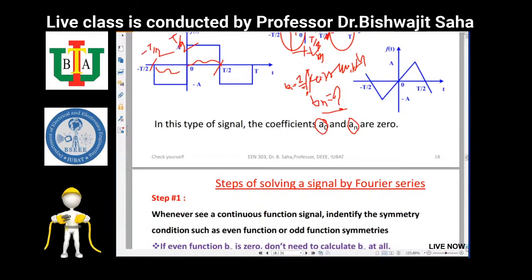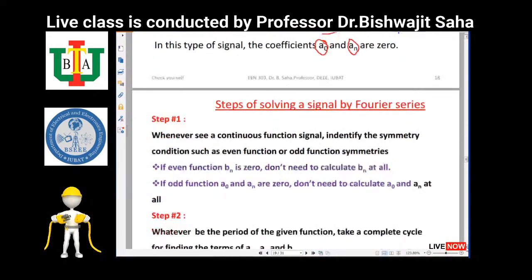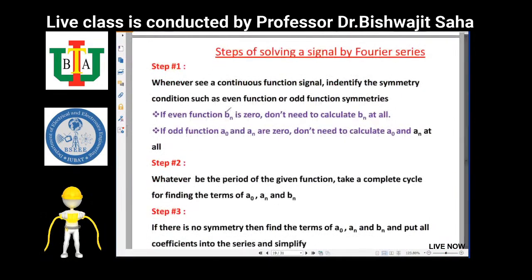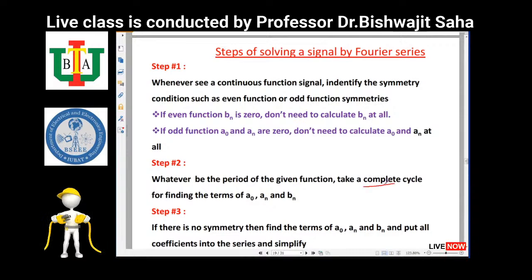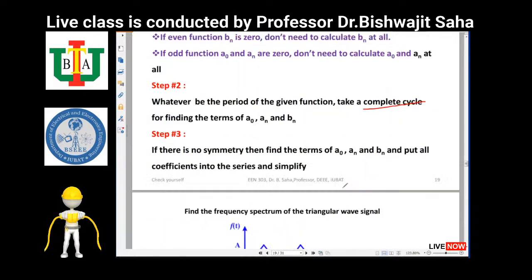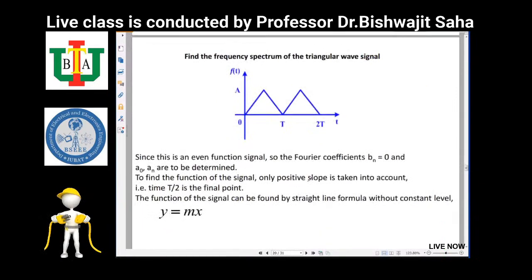So we are moving to the steps of solving a signal by Fourier series. You read it and remember those steps, then it can help you. Here it is written: take a complete cycle for finding the terms of A0, An and Bn. Complete cycle is necessary. So here is the example of applying even function symmetry. All right. Yes, sir.